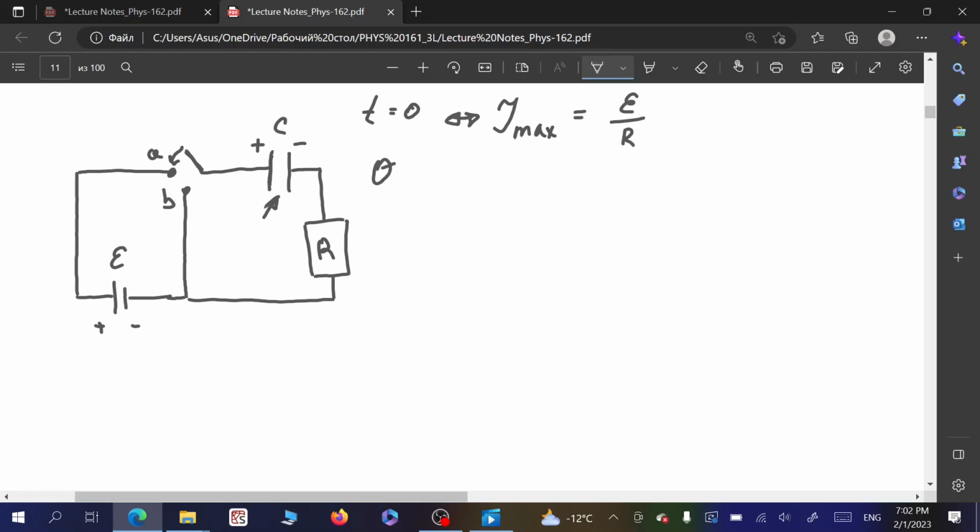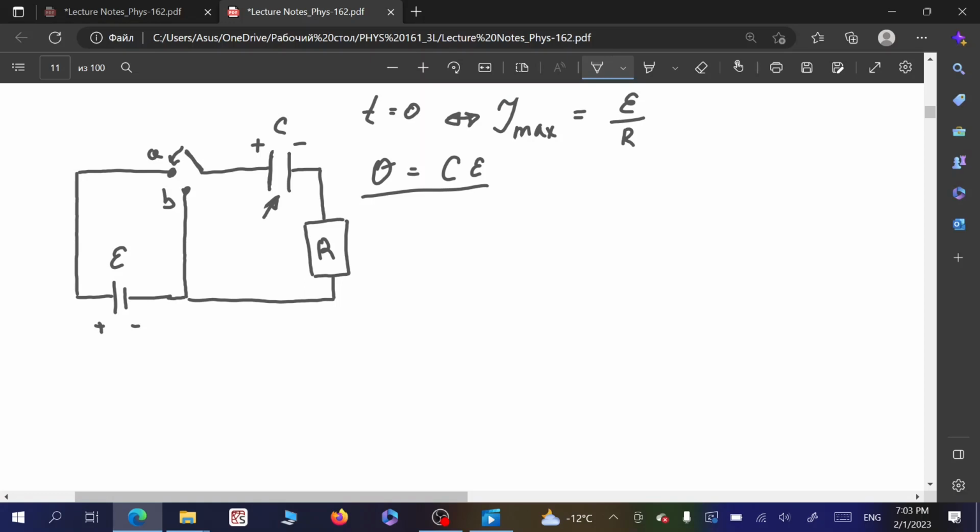When fully charged, total charge Q will correspond to capacitance times epsilon. That's the maximum charge which can be accumulated at this capacitor, and in that case, potential difference between plates of the capacitor will be equal to electromotive force. They will compensate each other, and there is no current in the circuit anymore.